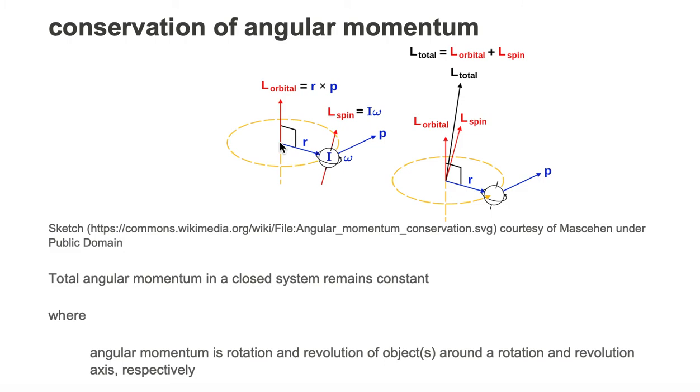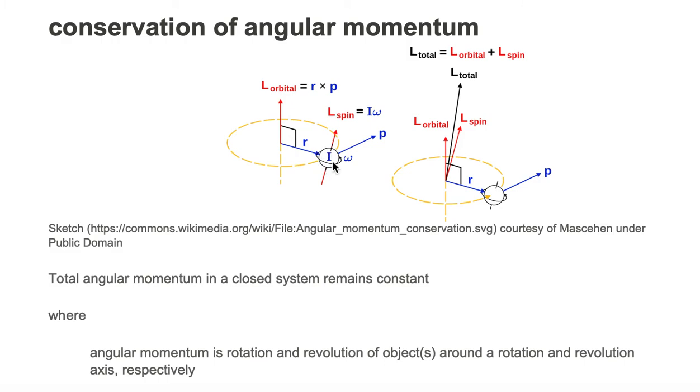R is radius. The moon has a moment of inertia I, and this moon is rotating around its rotation axis at a speed of omega. Therefore, it has a spin angular momentum, which is equal to its moment of inertia multiplied by its angular speed.